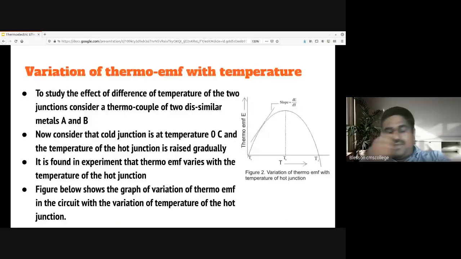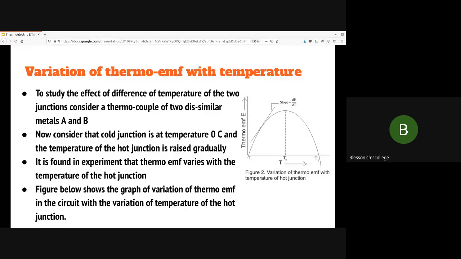So notice the graph. We can see that the thermo EMF increases till a point, and after that the thermo EMF started decreasing. If the temperature is increased from the cold junction to a temperature called the neutral temperature, the thermo EMF will increase, and beyond the neutral temperature the thermo EMF will start to decrease, and it reaches zero at a temperature called Ti, or temperature of inversion. Beyond the temperature of inversion, if the temperature of the hot junction is still increased, the thermo EMF flows in the opposite direction.